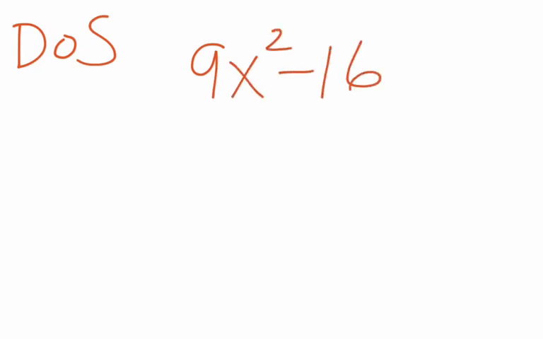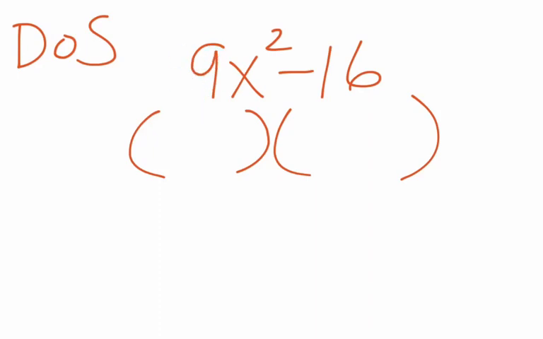So you recognize when you're doing the difference of squares, the difference means subtraction, and you're subtracting two things where everything is a perfect square. So 3 times 3 is 9, x times x is x squared, and 4 times 4 is 16. And so that gives us the difference of two squares.